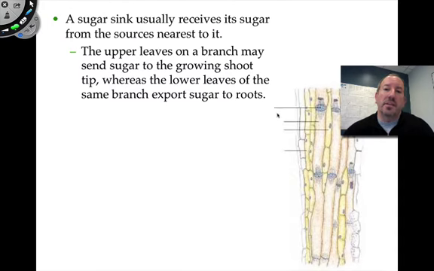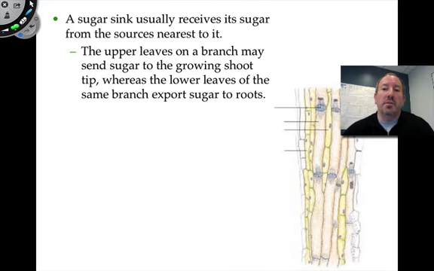I find this to be a detail, but kind of interesting, that even on the upper leaves of a branch, those leaves could be sending the sugar in an upward direction to the shoot tip, which needs sugar in order to grow. That's where the primary apical meristem is, the terminal bud. But then just a little bit lower in the branch, the lower leaves in the same branch could be taking the sugar and having it go down into the root.